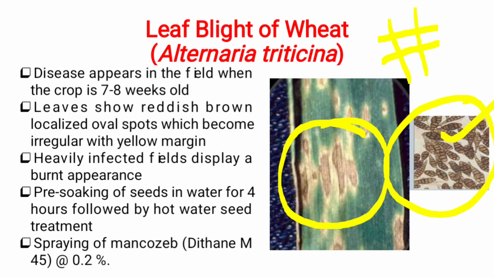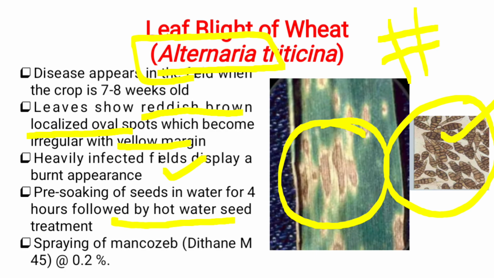So here you can see that the disease appears in the field when the crop is around 8 weeks old, generally at the maturity stage of the crop, where the leaves show reddish brown localized oval spots surrounded by a yellow halo. As a result, it decreases the photosynthetic ability of the crop, and thereby gives the crop a burnt appearance. Now this Alternaria triticina is a seed borne as well as soil borne disease, so majorly a seed borne disease. That's why we have to go for hot water seed treatment and spraying with the fungicide known as mancozeb or Dithane M-45, right?